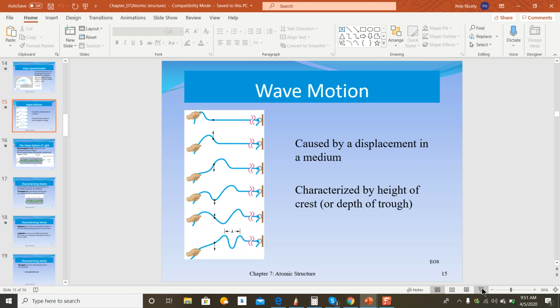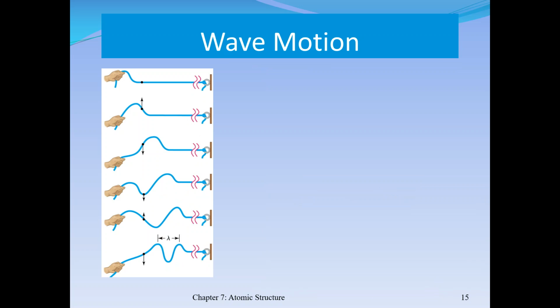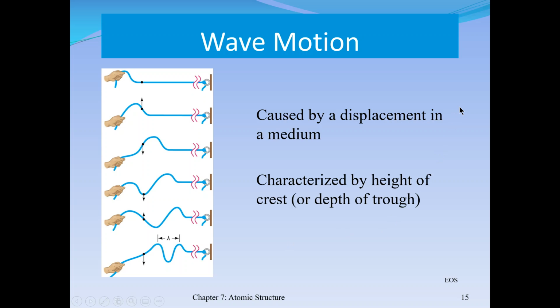Now, what you see on the screen here is something that I'm quite sure we have done ourselves as kids. If you have a rope which is attached to something fixed, and then you simply vibrate the rope by using an up and down motion, you'll generate what is known as a wave, right? And the waveform basically transmits energy along the length of the rope.